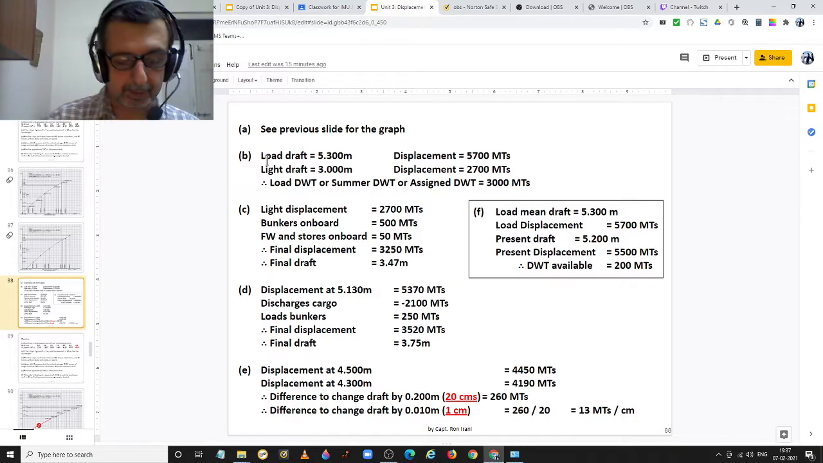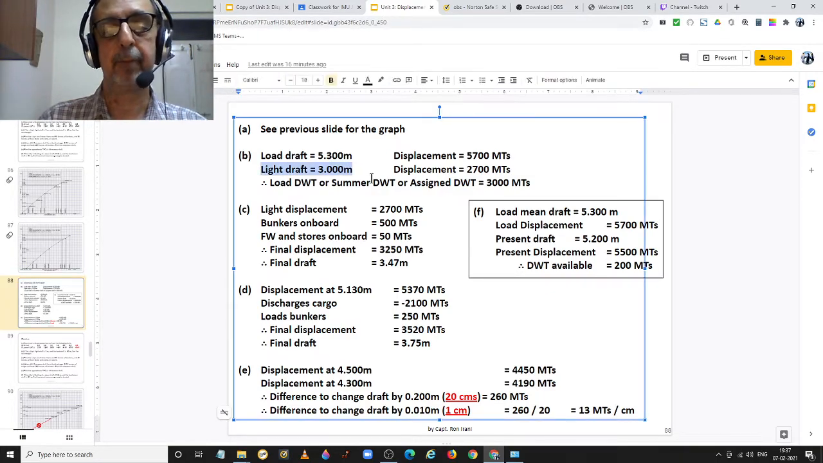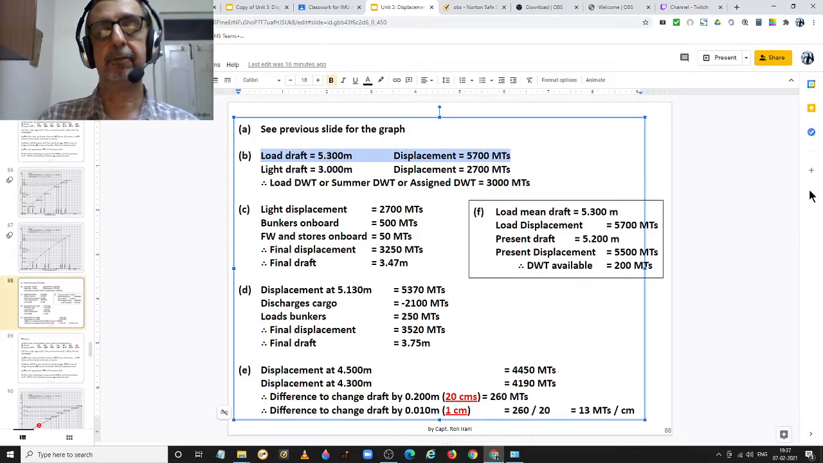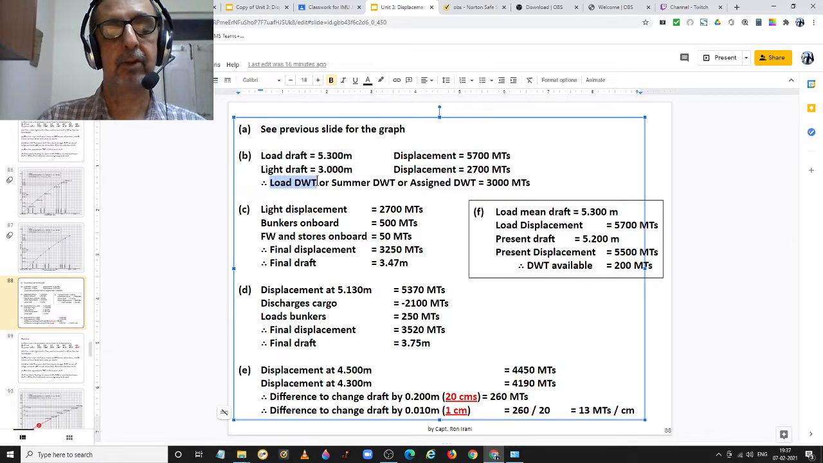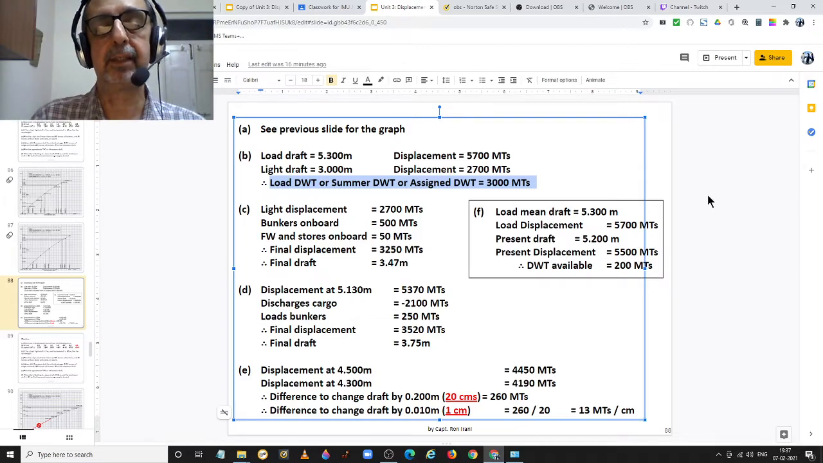So, part B. Part B says that we have ship's light draft is 3 meters and the load draft is 5.3 meters. At the light draft of 3 meters, her displacement from the graph is 2,700 metric tons, and at the load draft of 5.3 meters, her displacement is 5,700 metric tons. Therefore, when we calculate the difference, that difference is called either the load dead weight or the summer dead weight or the assigned dead weight, which works out to 3,000 metric tons.